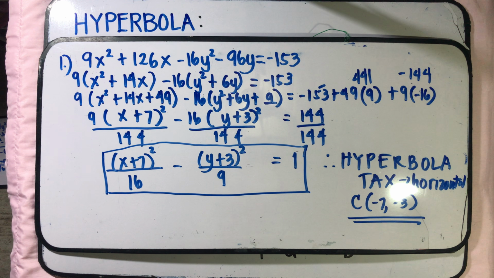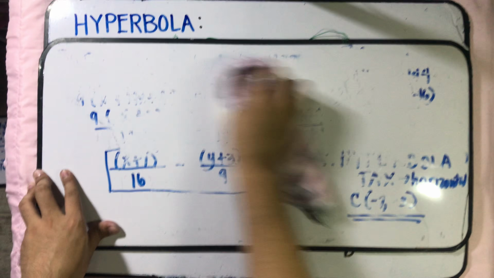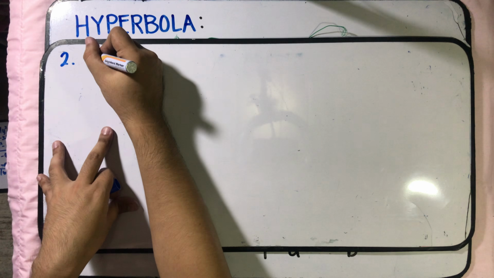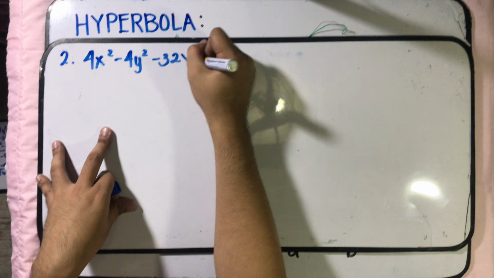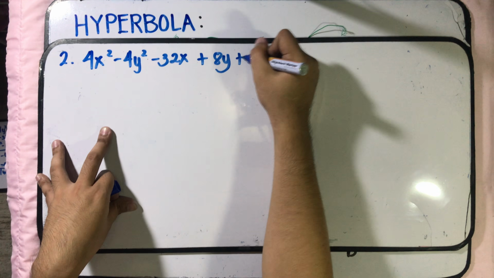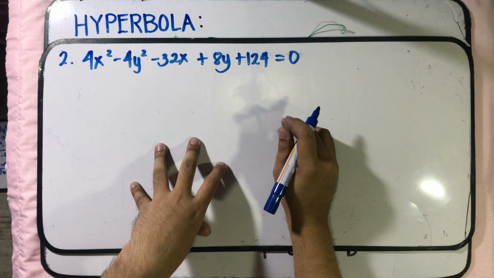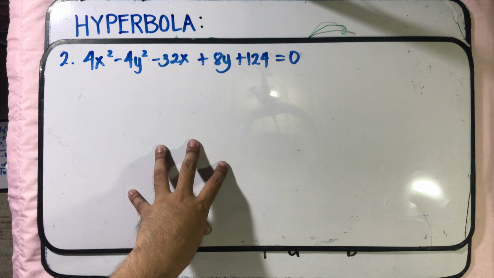For another example, I will just erase this part. So for our second example, let us find out again if it is really an equation of the hyperbola. The given is 4x squared minus 4y squared minus 32x plus 8y plus 124 is equal to 0. Again, let us try to know if this equation is really an equation of the hyperbola.